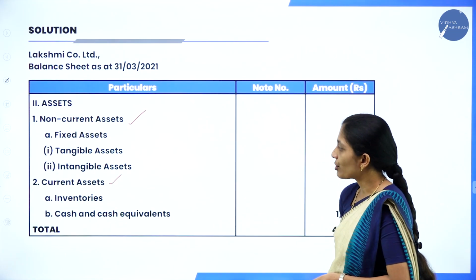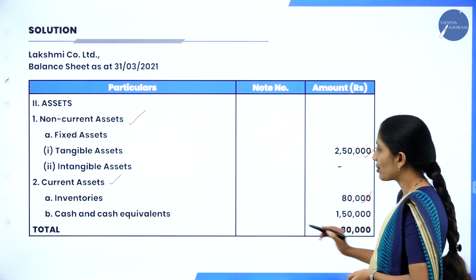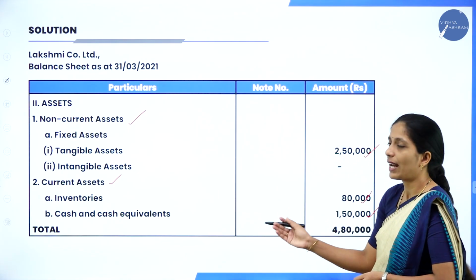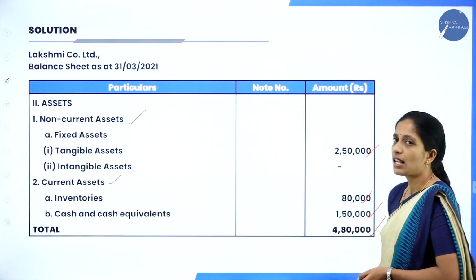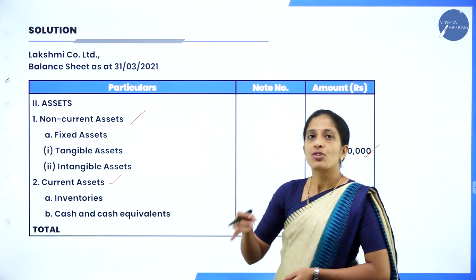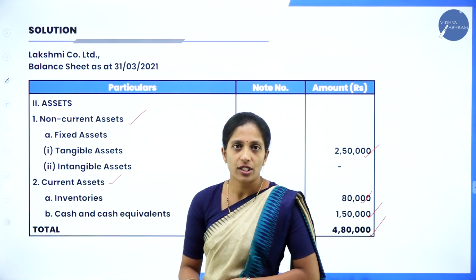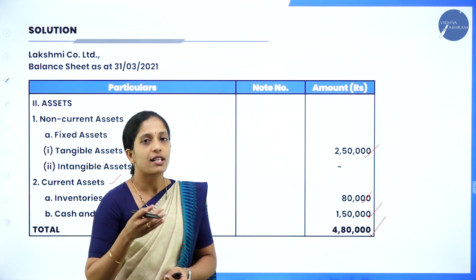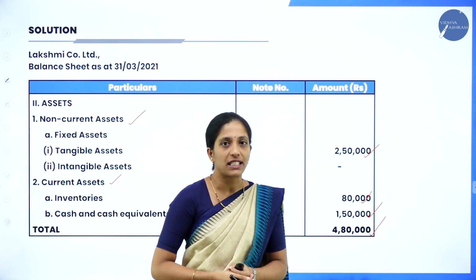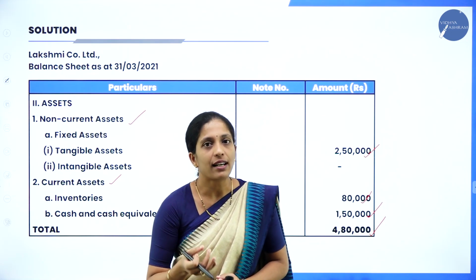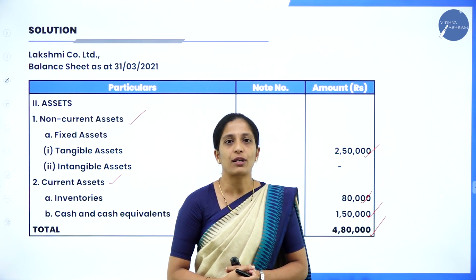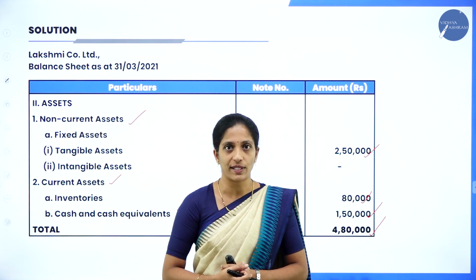Okay, so how do you show? Inventories 80,000, cash and cash equivalents 1,50,000. So the total is 4,80,000. So this is a very easy problem, children, for 6 marks. Okay, so normally if you see the weightage of this chapter, I have told you, you will get 1 question for 1 mark, 1 question for 2 marks, as well as 1 question for 6 marks.